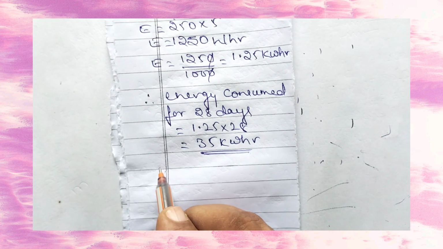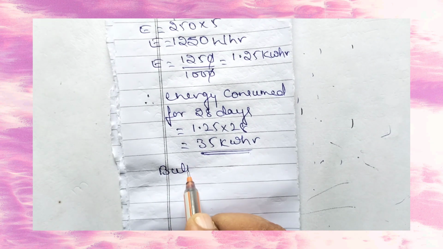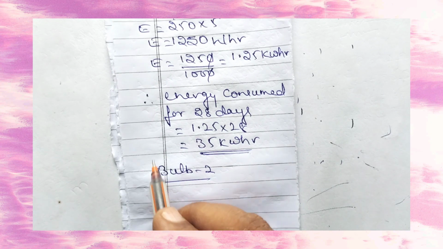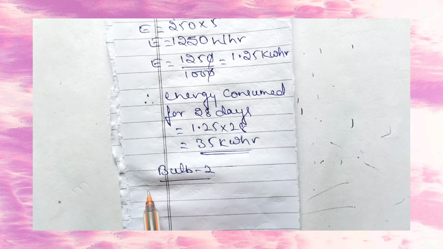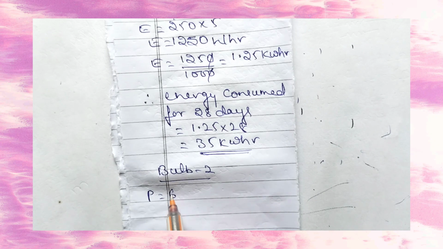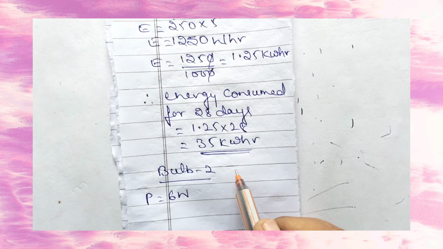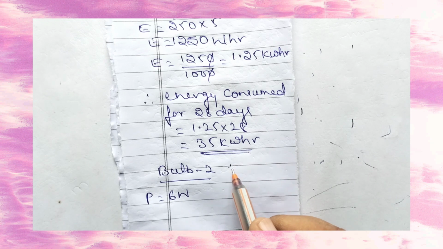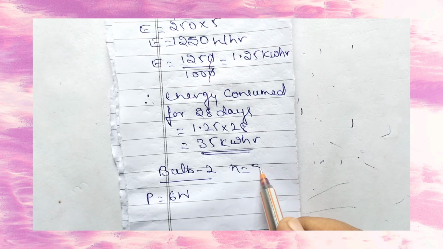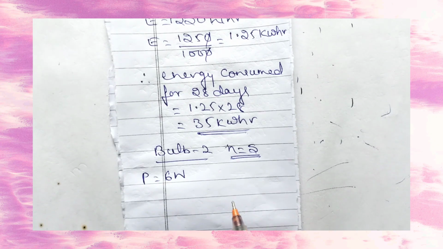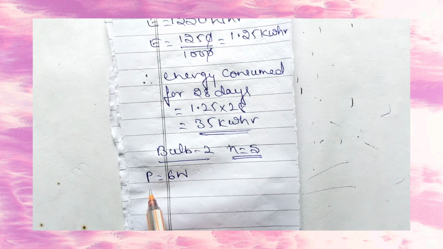Now next, there is bulb 2. So let us calculate the energy consumed by bulb 2. The power of the second bulb is given as 6 watt. Here, how many bulbs are there? So 5 bulbs. So the number of bulbs is equal to 5. So first, let us see how much energy one bulb consumes.